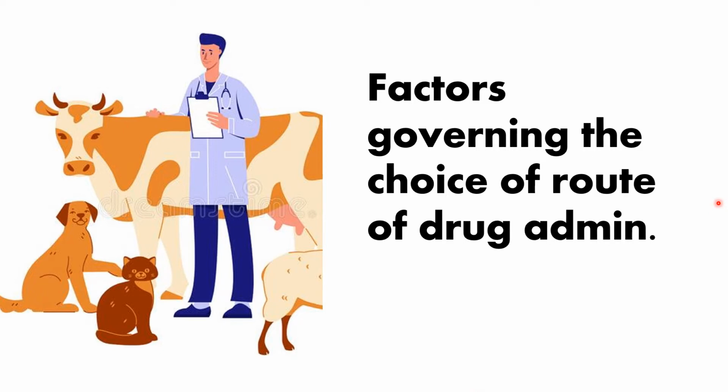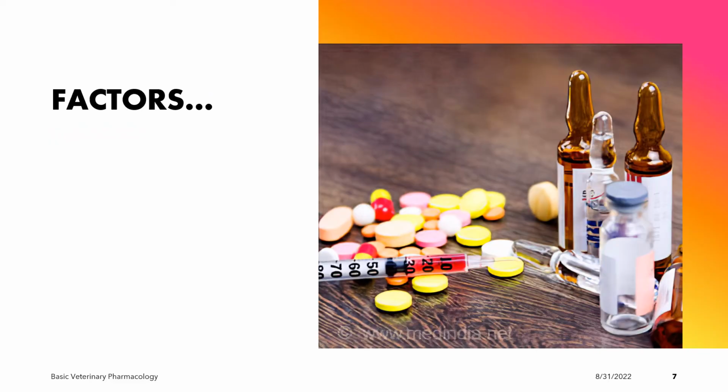For a drug to act and produce its characteristic systemic effects, it must first be absorbed and then attain an effective concentration at its site of action. Most drugs can be administered in a variety of routes, and the choice of appropriate route depends both on the drug as well as patient-related factors. So these are the factors.